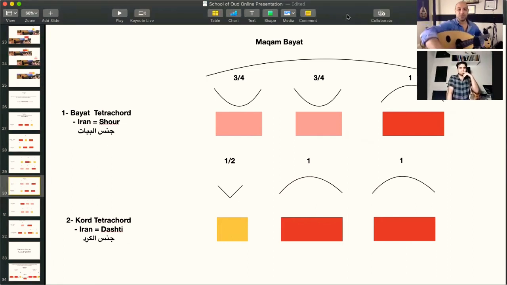And basically, let's share a screen to just make sure that we understand better. So here is Maqam Bayat, the first tetrachord of Maqam Bayat, which in Iran is shur, against Bayat. And this is third, fourth, first interval, third, fourth, second interval, and then one whole note, the last one. Second tetrachord of Maqam Bayat, which is chord tetrachord, and in Iran that's called dashti, right, Meher? Yeah, exactly. It's so important to say that our dastgah shur contains these two tetrachords, shur and dashti. Between these two tetrachords, we have one tone. Yes. So our complete dastgah is shur, one tone, and dashti. Correct.